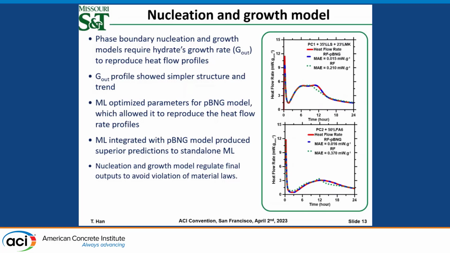So here is the output. The blue line is the model with the nucleation and growth rate model. You can see it is much better than the standalone models, and also better than the other 2 methods. I think that's because the nucleation and growth rate model regulates the final output, so that it can avoid the violation of materials laws.